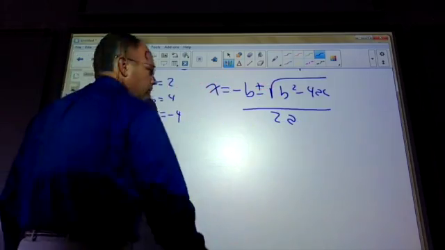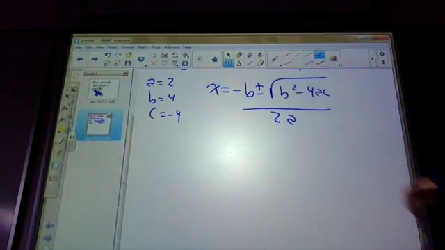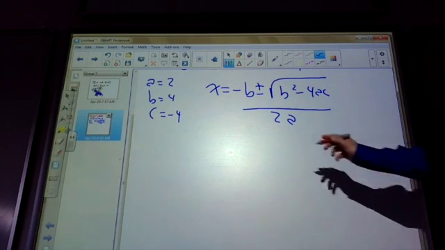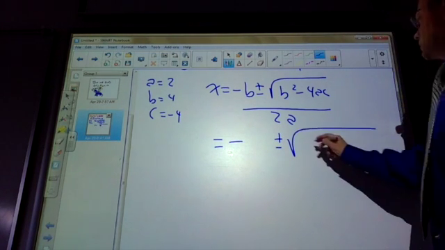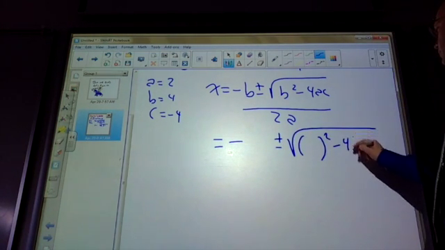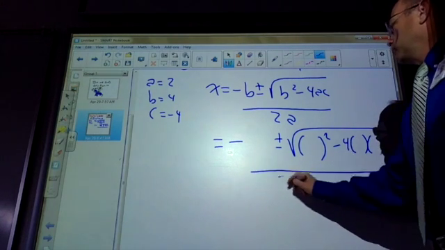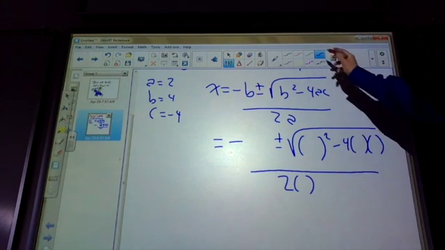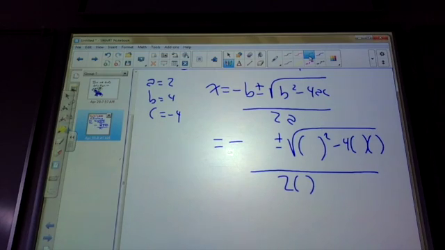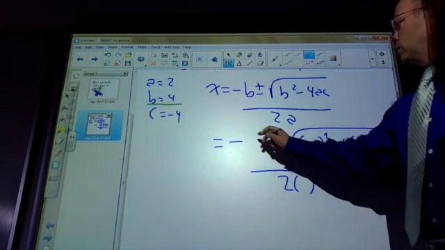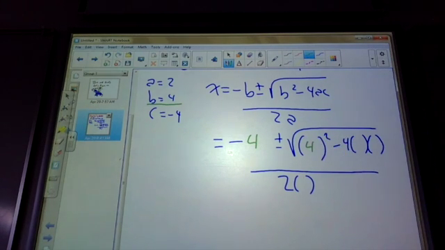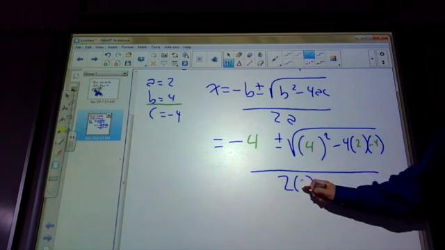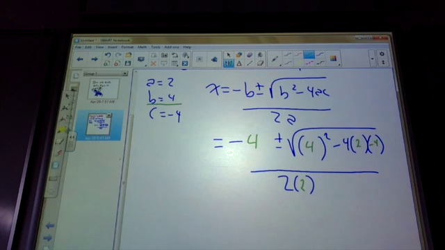All right, let's plug things in. I have my A, B, and C, and I'm going to plug them into this. Wherever I have blanks or parentheses, I'm going to plug in. So x is equal to negative B. My B value is this, plus or minus the square root of B squared minus 4AC. A is 2, C is negative 4, all over 2A. Do you agree with how I plugged that in?